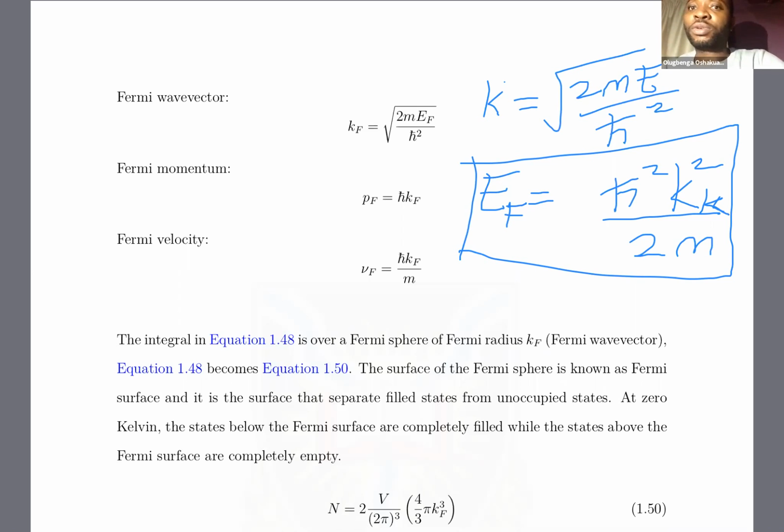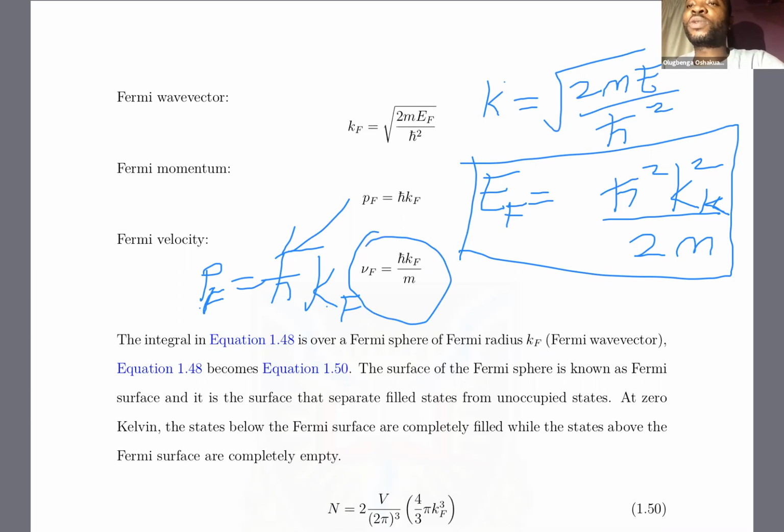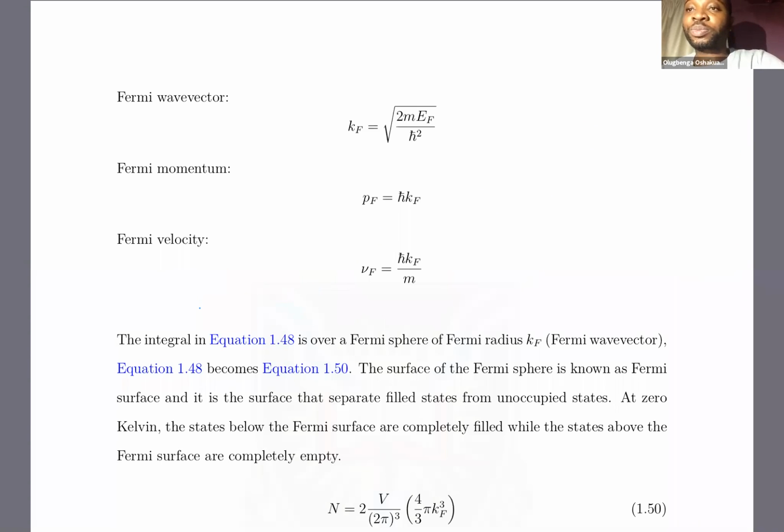And the same thing applies to this equation. Momentum is defined as h cross k, where p is momentum and k is wave vector. And talking about Fermi momentum is as good as calling this momentum, also corresponding to Fermi wave vector. And the same thing applies to the equation on velocity. So if you take off the Fermi subscripts, you'll have familiar equations.